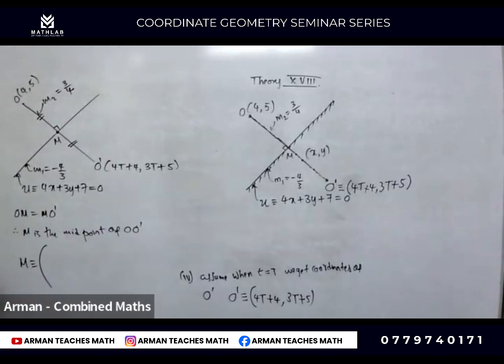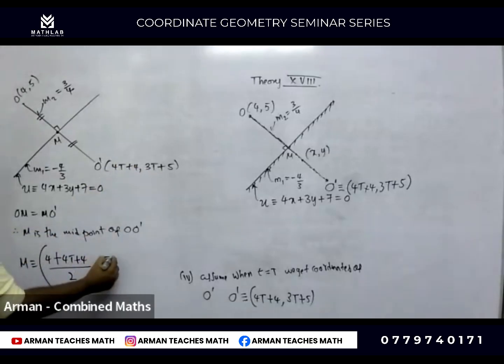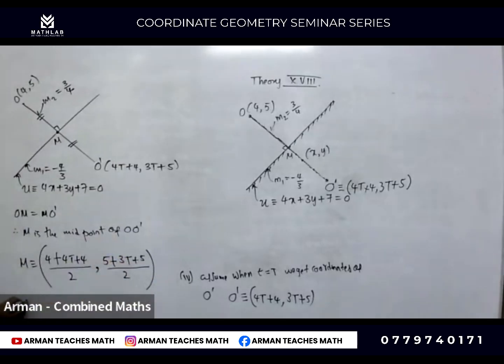How to find the coordinates of a midpoint? Add the x values, divide by 2. 4 plus 4t plus 4, divided by 2. Comma, how to calculate the y coordinate? 5 plus 3t plus 5, divided by 2. So we can write the capital M point's coordinates. 4 plus 4t plus 4, this is 8 plus 4t. Divide by 2, you will get 4 plus 2 capital T.